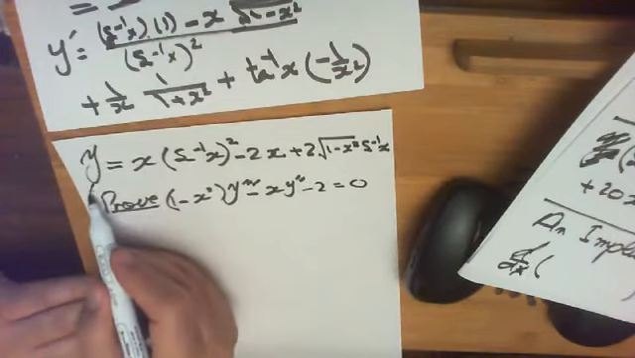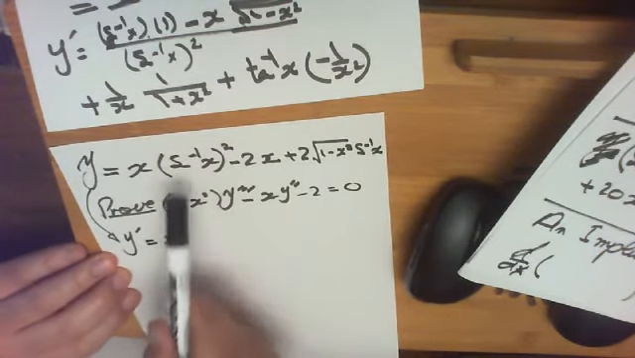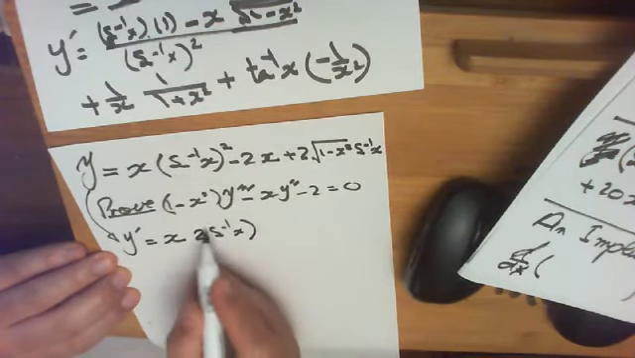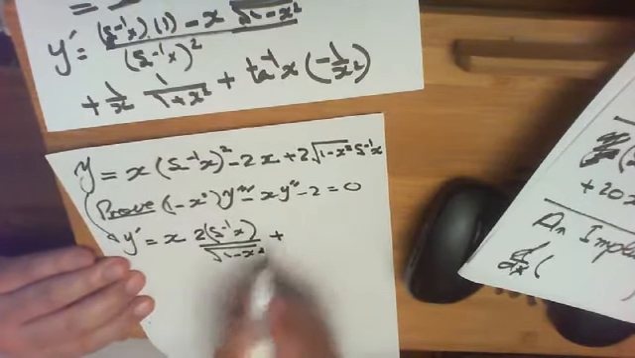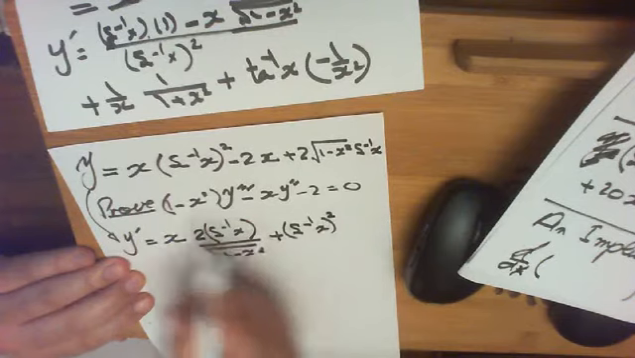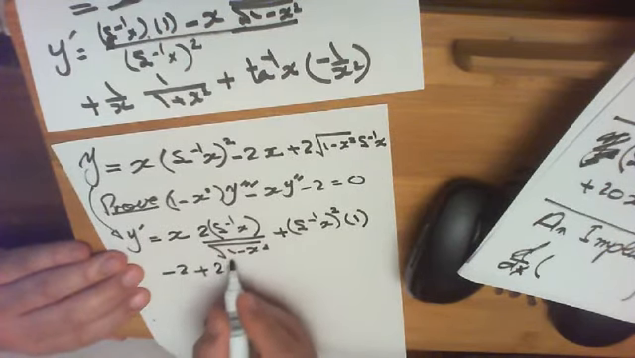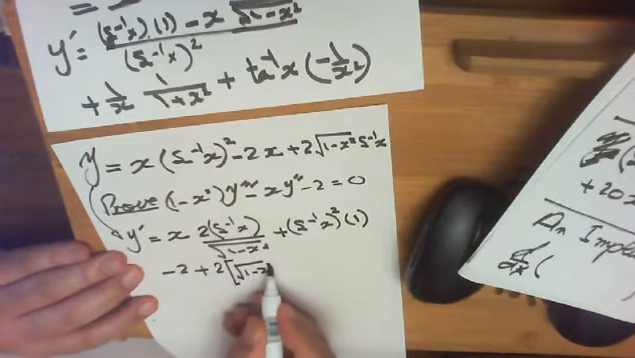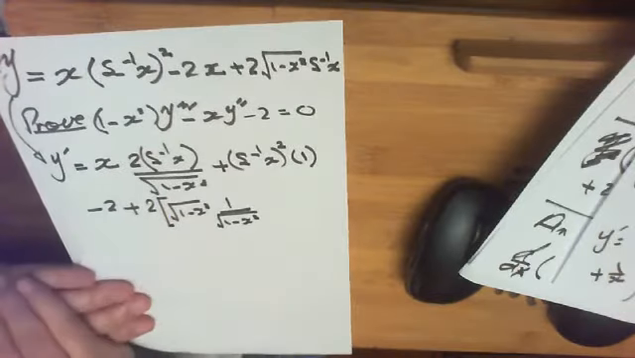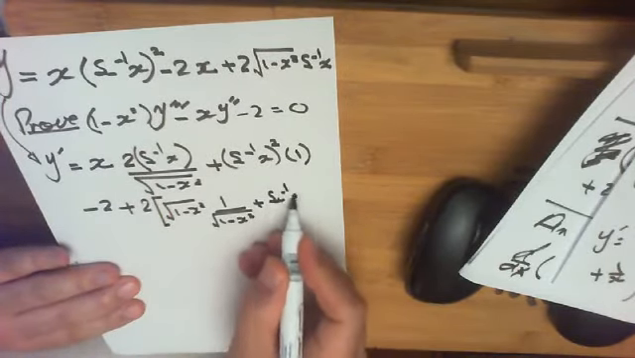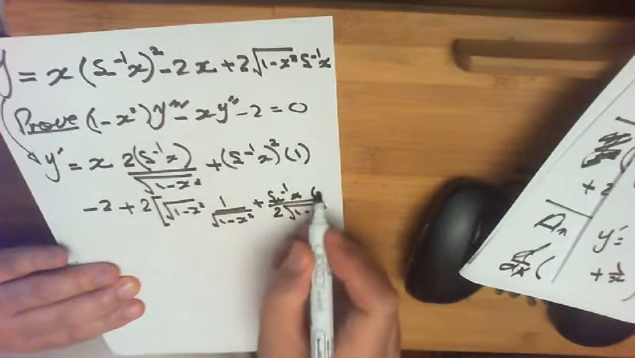Okay, we differentiate once. Y dash equals x times the derivative of this part, which is 2 sine minus 1 x times the derivative of what is inside, which is 1 over root 1 minus x squared, plus sine minus 1 x all squared times the derivative of x, which is 1, minus 2 here, plus 2 bracket root 1 minus x squared, derivative of sine minus 1, which is 1 over root 1 minus x squared, plus sine minus 1 x, derivative of this, 1 over twice the root, derivative of what is inside the root, minus 2x.